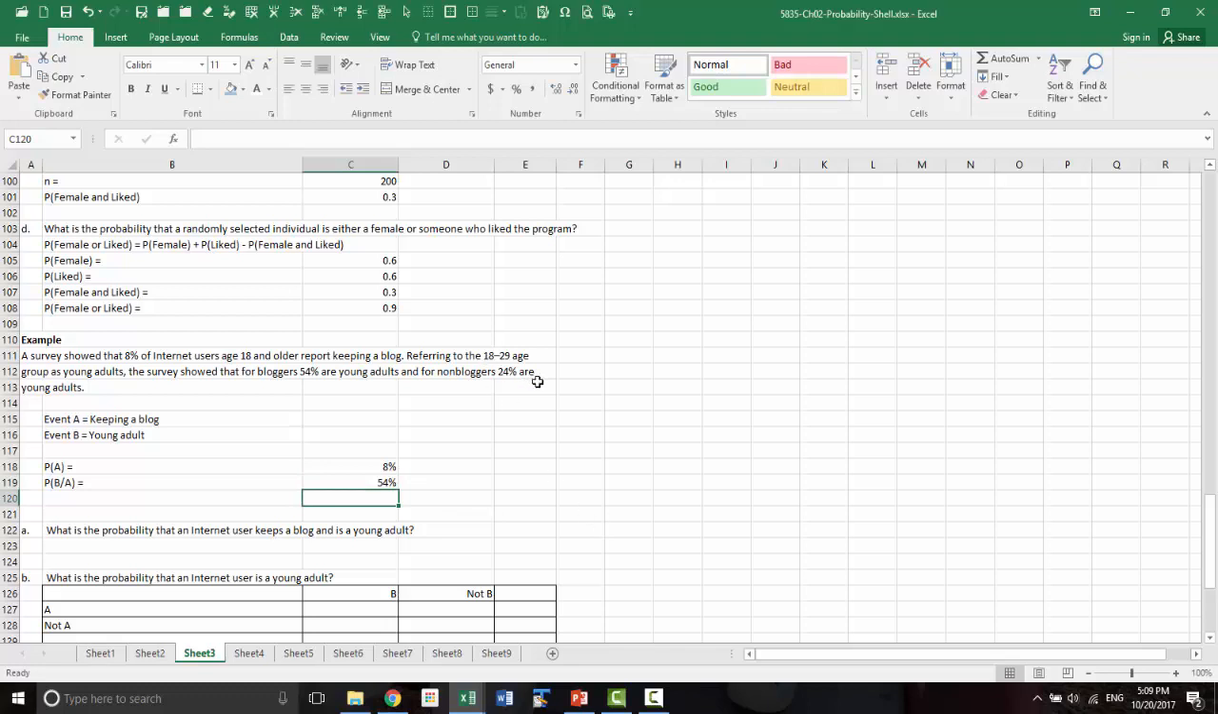Okay, and what is this 24%? 24% is for non-bloggers. Now non-bloggers is given. Previously the population was divided into bloggers, and within the bloggers we looked at what percentage were young adults. Now we are looking at the non-bloggers. So given non-bloggers, 24% are young adults. That means this probability is probability of B given not A. A is bloggers, so non-bloggers will be not A. Probability of B given not A is 24%.